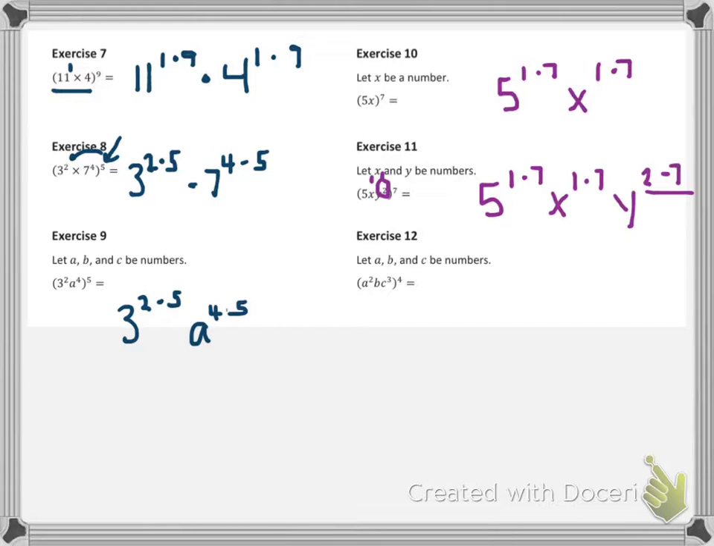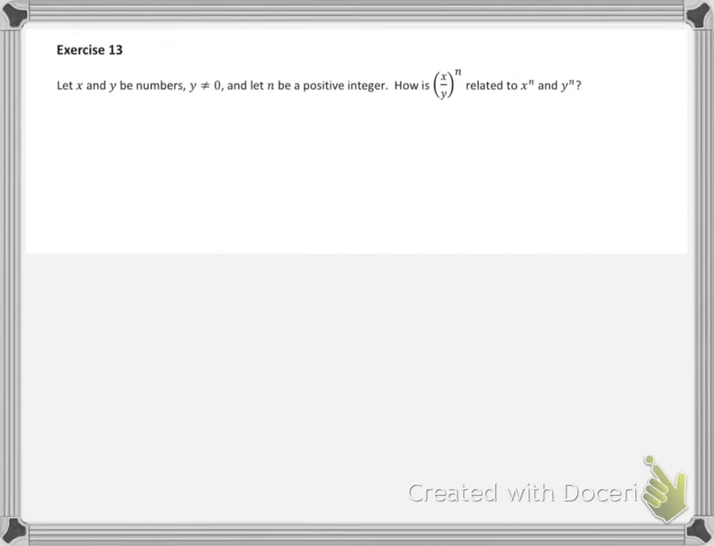All right, and then the last one, all variables. We have a to the 2 times 4, and then we have b to the 1 times 4, and then we have c to the 3 times 4. So there we can show that we are multiplying our exponents. All right, very good. Moving on.